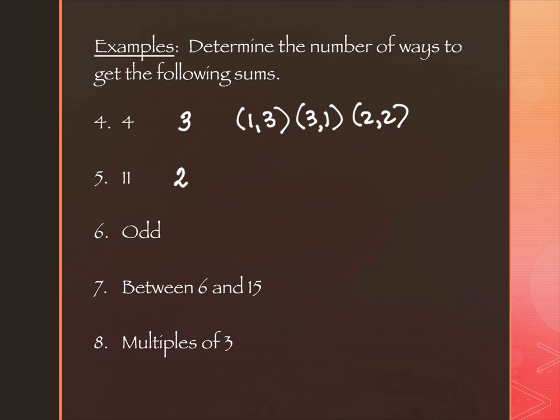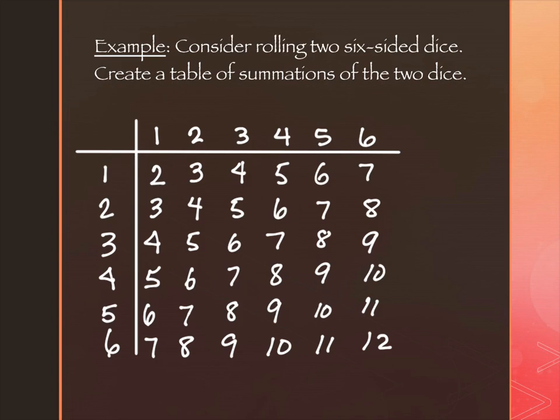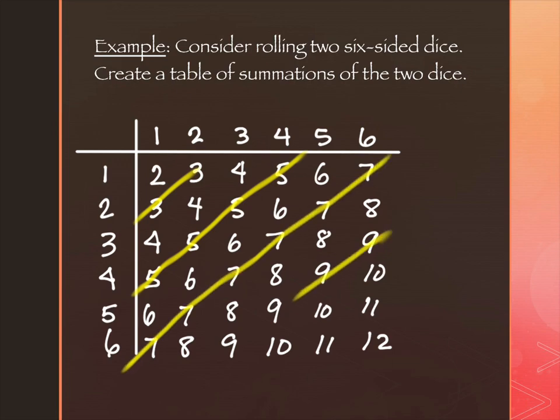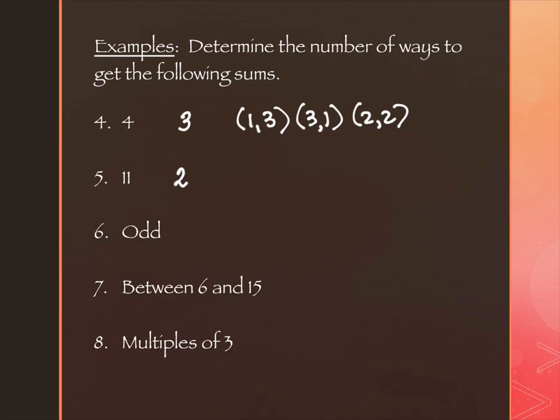Odd's a little different. I'm actually going to highlight those. So if we look for the odd numbers, I would have the 3s, the 5s. That's not very good. Let's try that again. 5s, the 7s, the 9s, and the 11s. How many is that? 18.